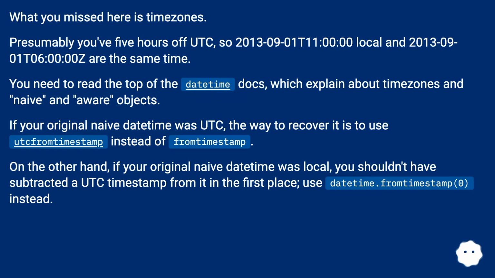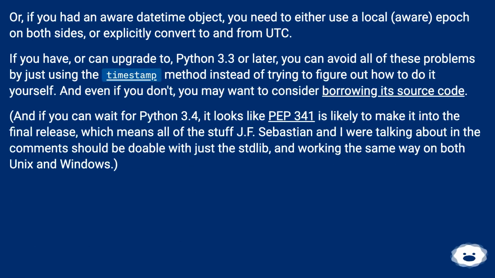If your original naive datetime was UTC, the way to recover it is to use utcfromtimestamp instead of fromtimestamp. On the other hand, if your original naive datetime was local, you shouldn't have subtracted a UTC timestamp from it in the first place. Use datetime.fromtimestamp(0) instead. Or, if you had an aware datetime object, you need to either use a local, aware, epoch on both sides, or explicitly convert to and from UTC.